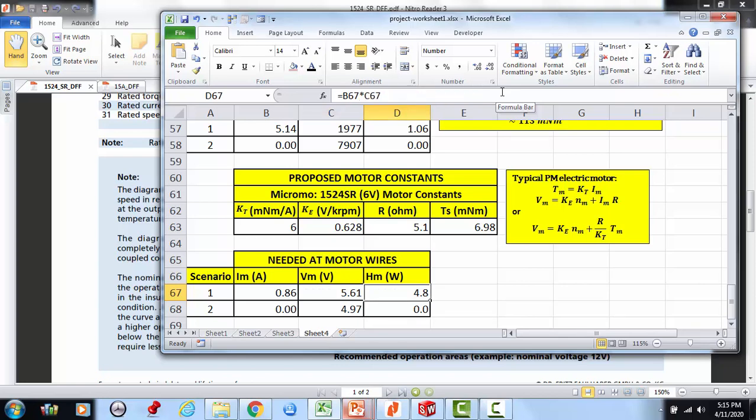And it looks like for that particular scenario that the power going to the motor wires is simply the voltage at the motor times the current at the motor.